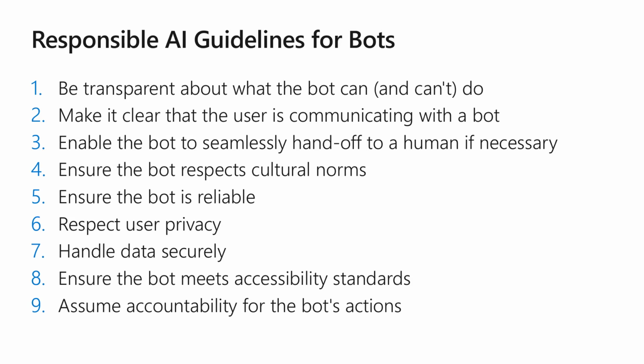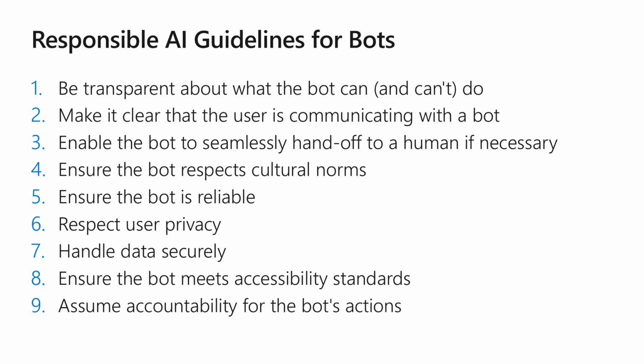And the next stage after that is to enable your bot to seamlessly hand off to a human if necessary. So make it clear you're working with a bot, and if this bot can't achieve what you need to achieve, make it easier for the user to say, well, no, I'd like to speak to a human operator. And make sure that the bot has captured any information up to that point that's relevant and hands that information over to the human so that there's a seamless transition.